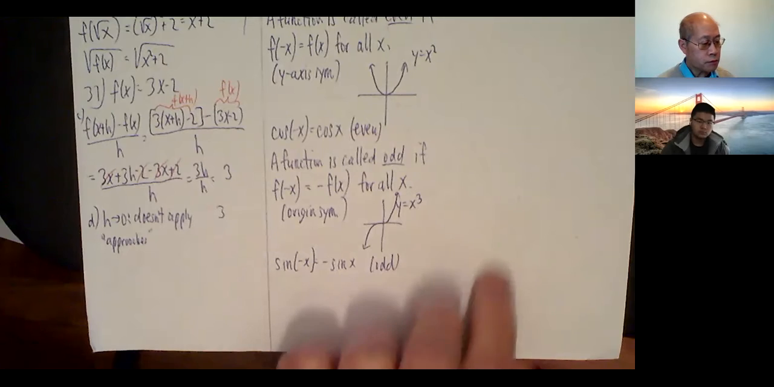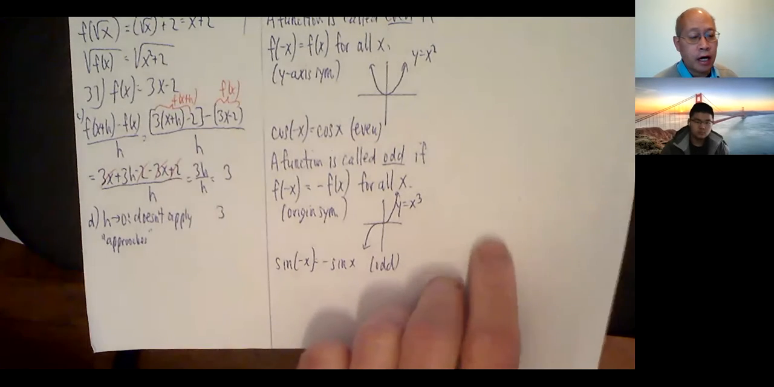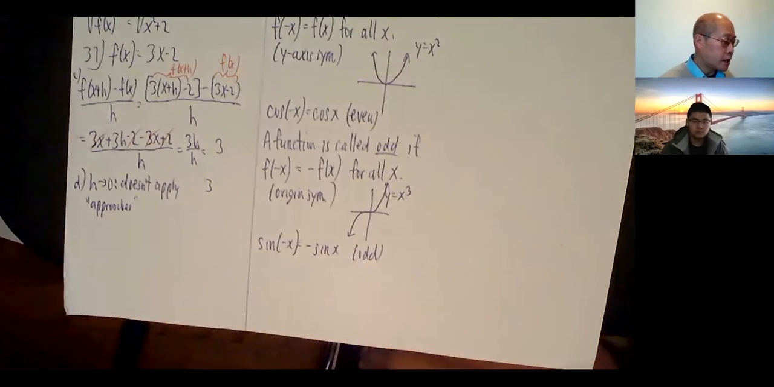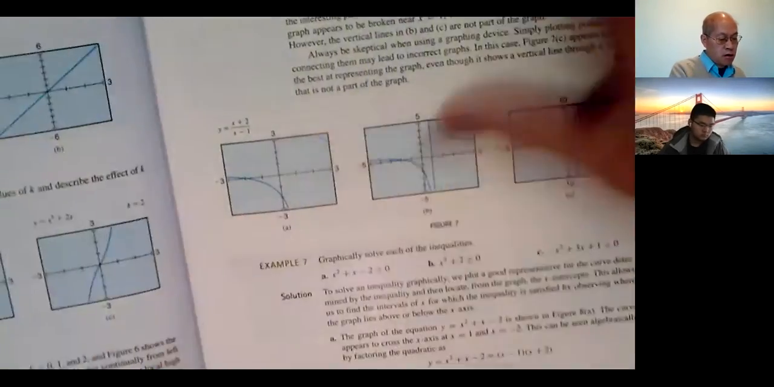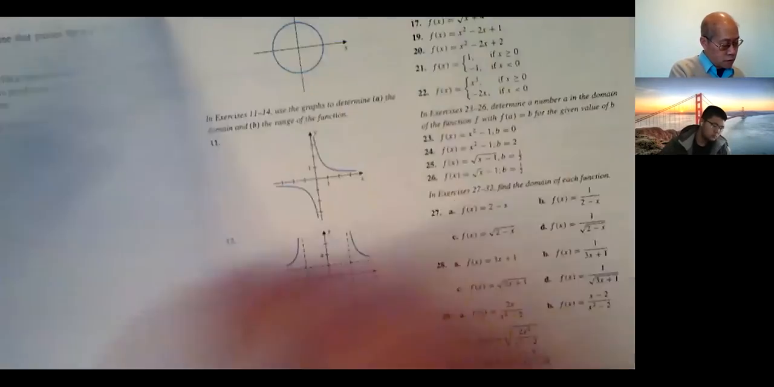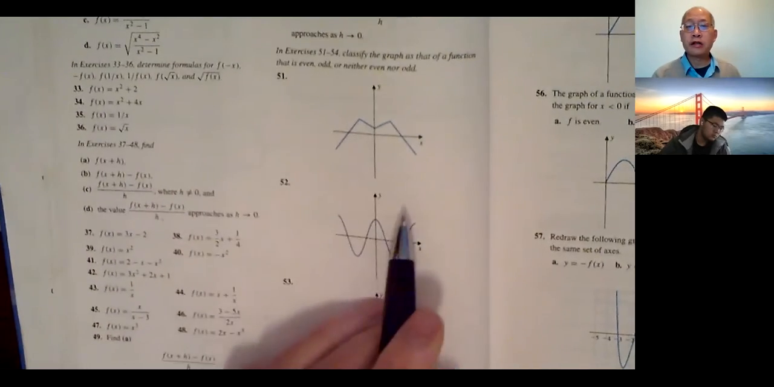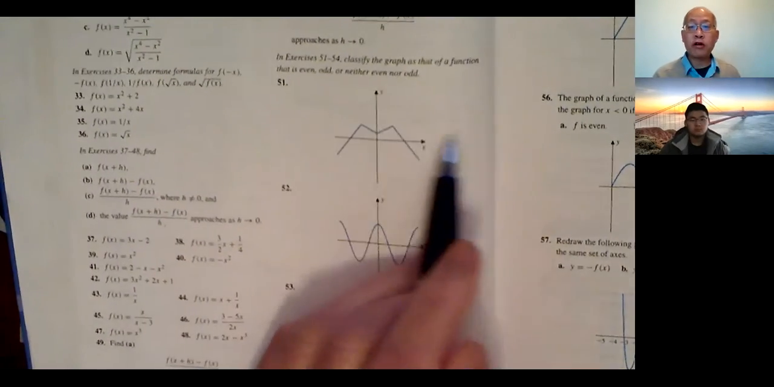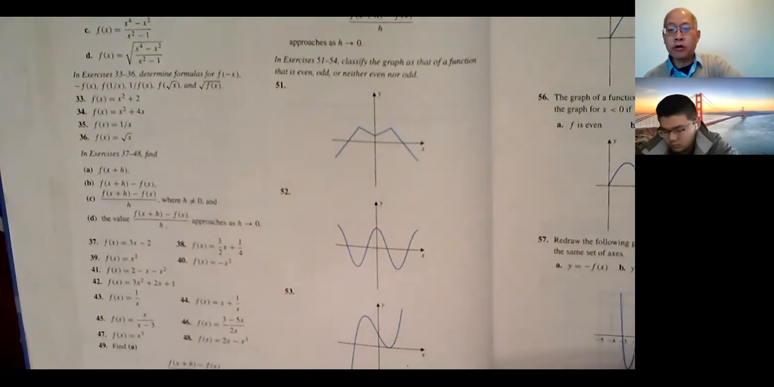Okay. All right, so that's even and odd functions. And now they have some examples in the text. So let me show you the text right now. Okay, so let me make this disappear and go to some book examples. Okay, we can probably knock all these off. 51 through 54. Would you say it's even, odd, or neither?